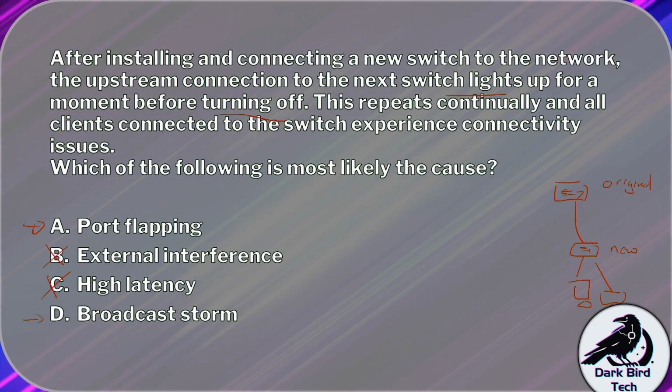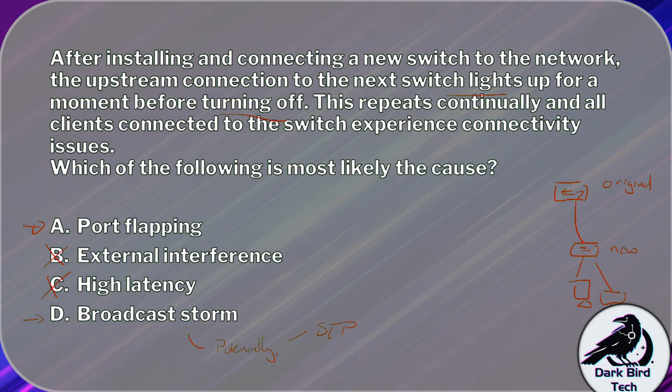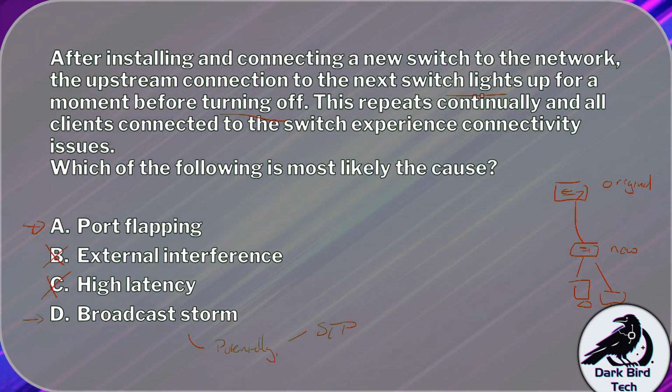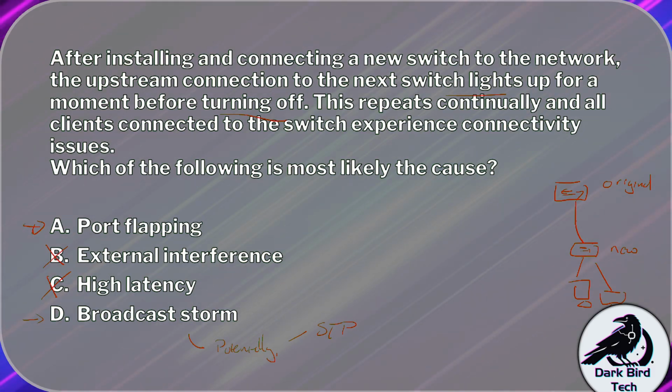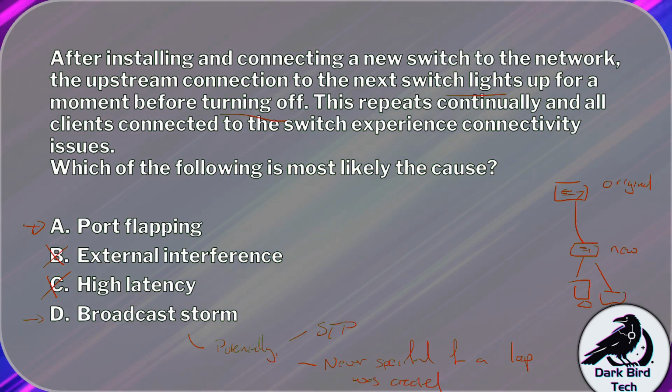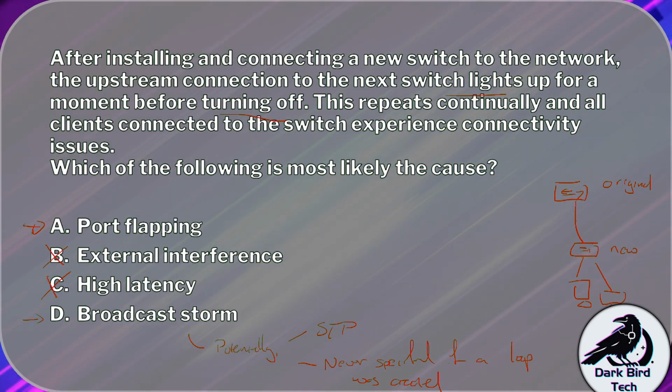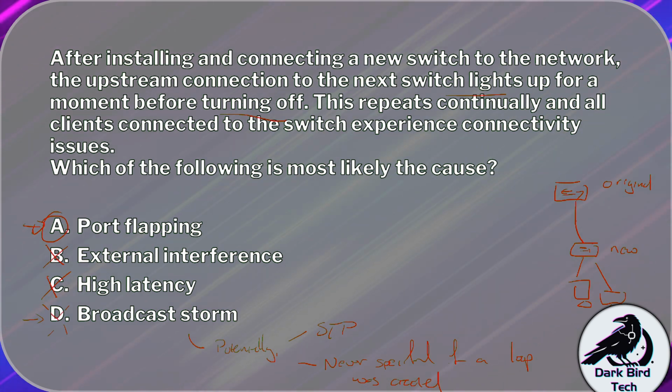It could potentially be a broadcast storm occurring. But there's a few points to keep in mind. There's a protocol that switches run called Spanning Tree Protocol that is used to detect loops and prevent broadcast storms by logically blocking off that loop. And also, they never specified if a loop was created here. This is a new switch with an upstream connection. I'm going to assume the simplest, most straightforward setup where the new switch connects directly to the original switch. So I don't think it's a broadcast storm. Port flapping would make more sense.